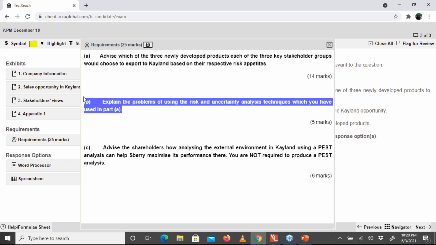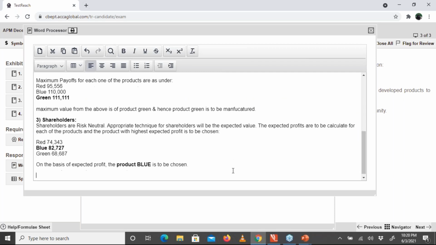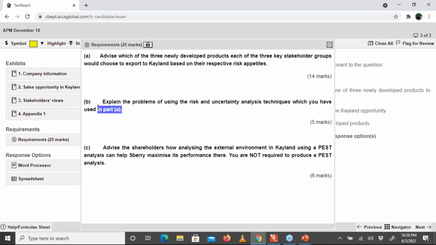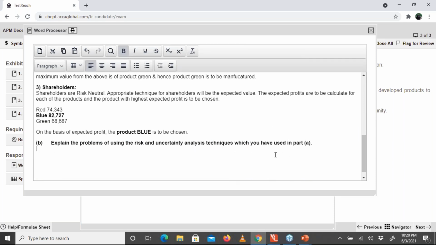Now, the second thing is that there is this requirement which is to explain the problem of using the risk and uncertainty analysis techniques which we have used in part A. So if I try to write down the answer to this part B, you need to understand a few things with respect to it. What is that? Try to understand.